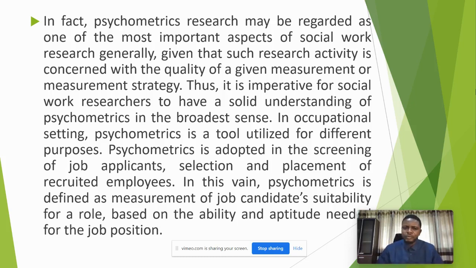Now, from another perspective, in occupational settings, psychometrics is a tool utilized for different purposes. For instance, it is adopted in the screening of job applicants. I just mentioned that now. If you go there, they will give you psychometric tests to write. They select through psychometric tests. They place through psychometric tests. Go back to that person that was talking about mass communication not needing psychometrics.